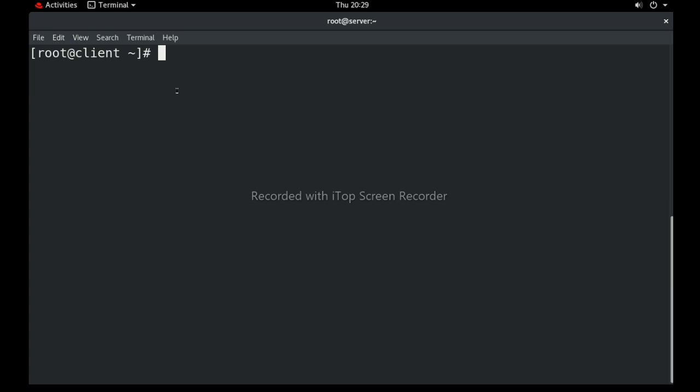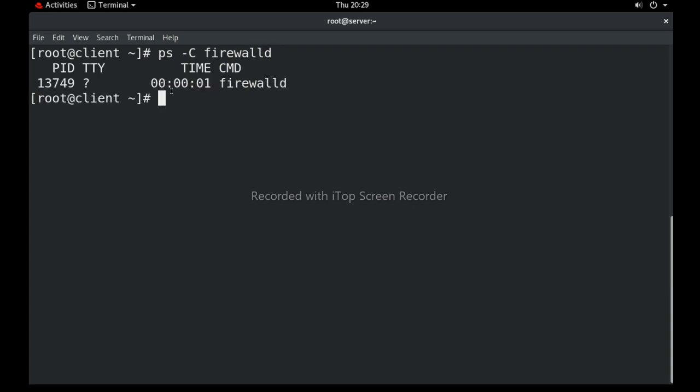Suppose we want to display the details with respect to a particular background process, we can use the command ps followed by -C followed by the name of the process. In this case, it displays the details of only the firewall daemon process. Similarly, we can print the details of the SSHD process.